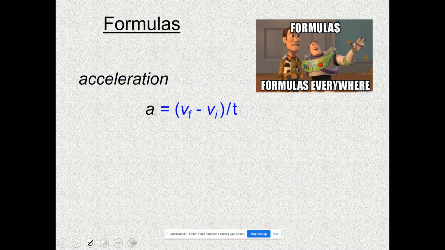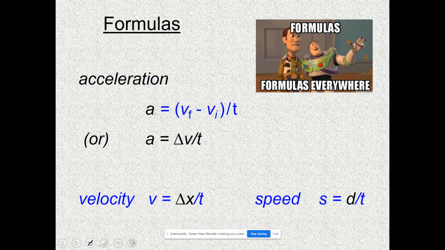Okay, here are the formulas. Acceleration is the change in velocity over time. So we can write it out like this: the final velocity minus the initial velocity divided by time, or we could just use the delta symbol, that little triangle, delta V divided by T. That delta just means the change in something.